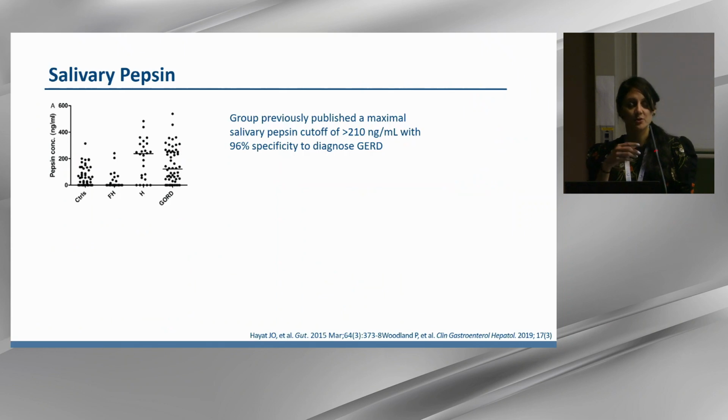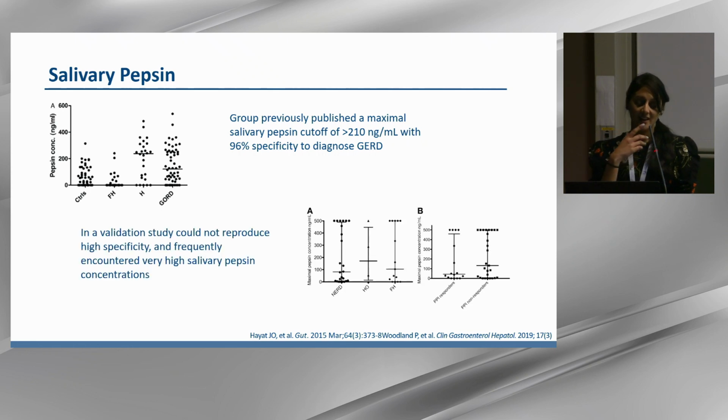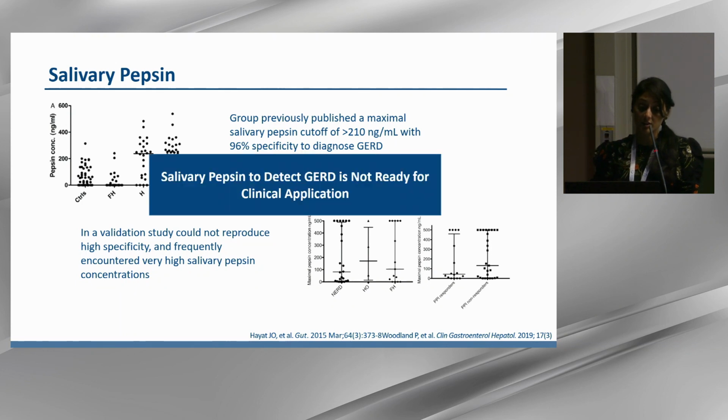So Daniel Sifrim's group has studied this extensively, and they initially published this study, very promising, that having a cutoff of 210 of salivary pepsin was 96% specific to diagnose GERD. And then in a validation study, they found that they were not able to reproduce these findings and were having very high levels on the PEP test. And I remember we had conversations about this also, and whether it was a lot issue, but the technology at that time they concluded was not ready for clinical application.